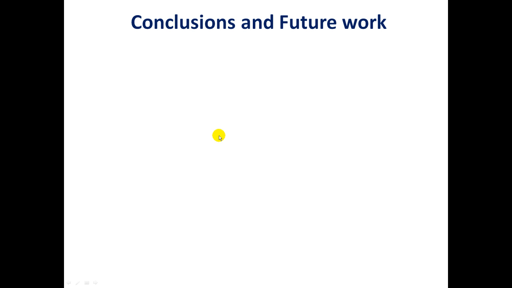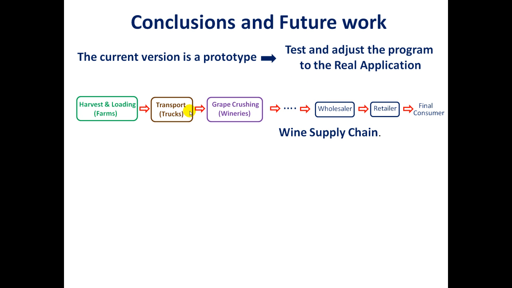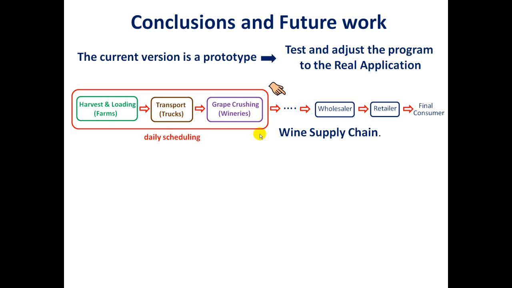The conclusion and future work: the current version is a prototype, so basically we should test and adjust the program to real applications. Second, the task that we have performed is basically the daily scheduling, and we should try to enhance these ideas, trying to cover other parts of the total wine supply chain.